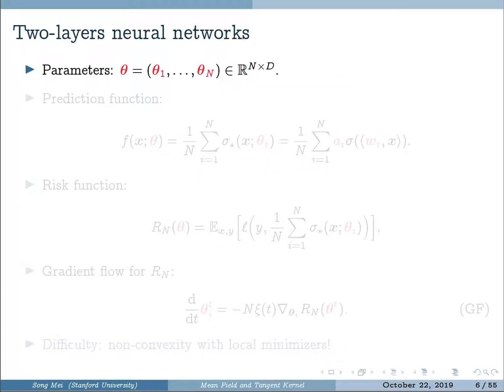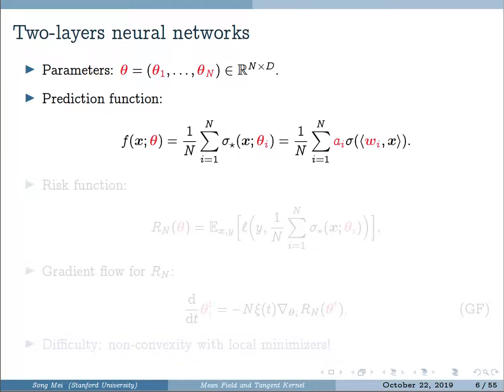In terms of mathematics, we have parameters theta_1 to theta_N. Capital N is the number of neurons in the hidden layer. Each parameter theta_i is a d-dimensional vector. The prediction function of a 2-layer neural network is simply the average of the sigma-star function associated with each parameter theta_i. Theta_i is a concatenation of a_i and w_i. So this is equivalently the average of a_i times an activation function of the inner product of w_i and x. The activation function can be whatever you want, for example, ReLU or sigmoid.